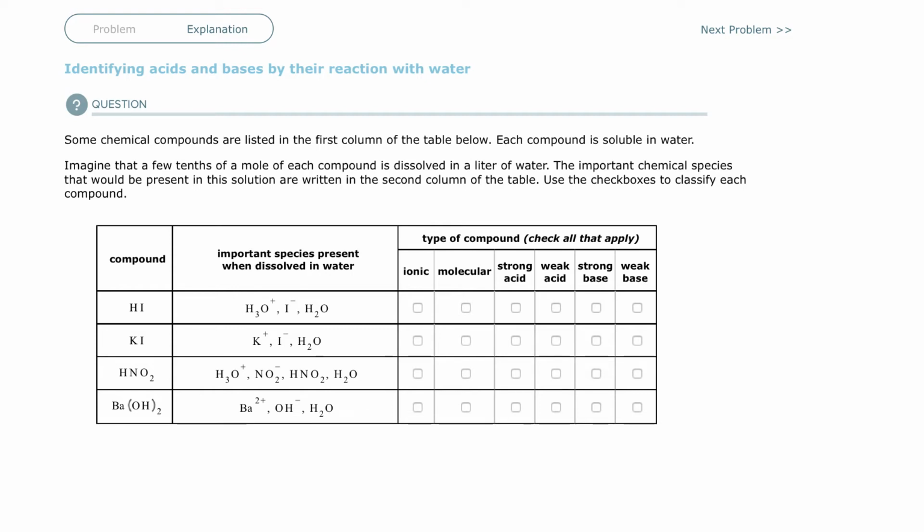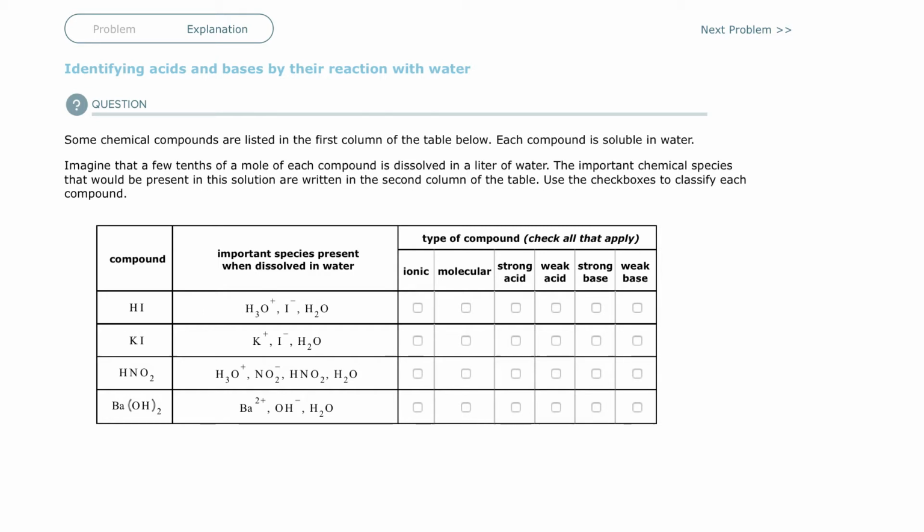Welcome back. This is an Aleks training video on identifying acids and bases by their reaction with water. On the left here, we've got compounds that once you put them in water, this is what's in the water. These are the things that are dissolved in the water, or the species in the water. From this, you should be able to tell whether something is an acid or a base, whether something is a strong acid or a strong base, and also whether something is ionic or molecular.